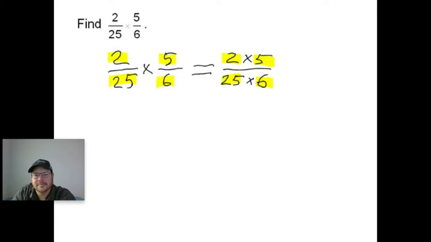When we carry out the multiplication, we get 1 times 1, which is 1, over 5 times 3, which is 15. So our answer is 1 over 15, or 1/15. Notice that this is in simplest form. So the answer to 2/25 times 5/6 is 1/15.